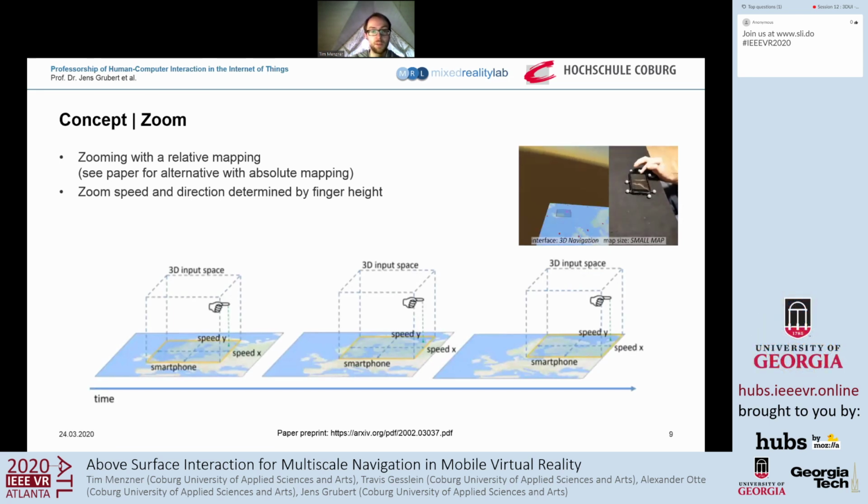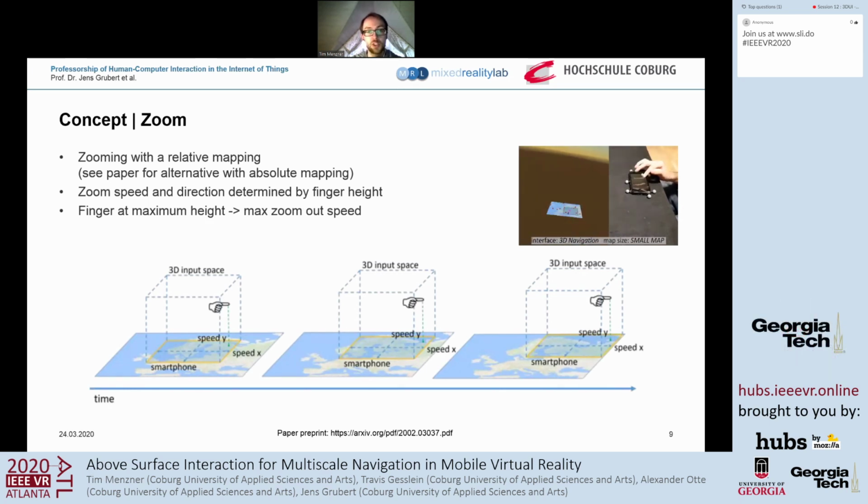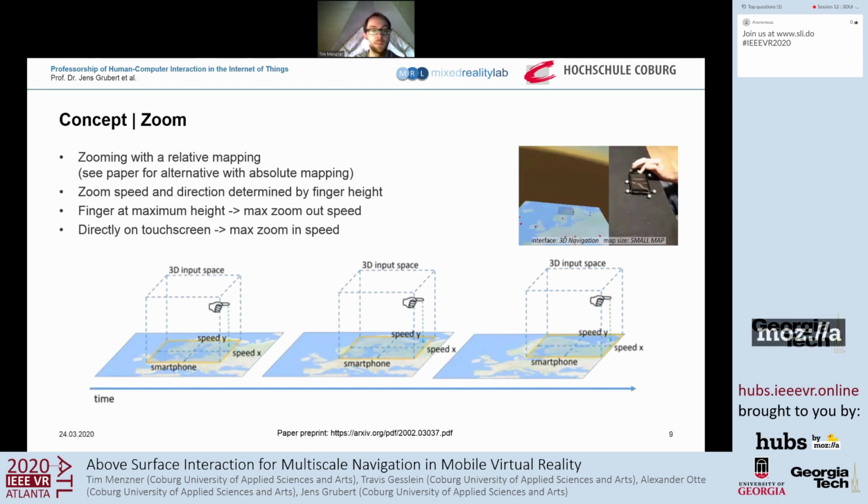Also shown in the video here and on the figure here. If the user is holding the finger at maximum height, he's zooming out with maximum speed. If his finger is directly on the touchscreen, he's zooming in with maximum speed. And if his finger is in the middle point between those 2 points, he wouldn't zoom in any direction.